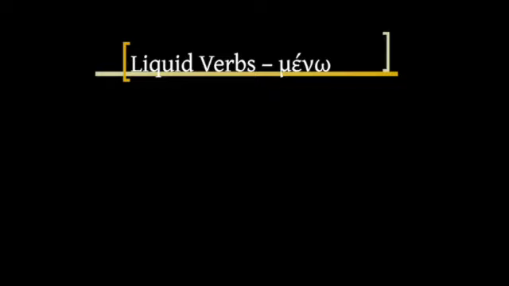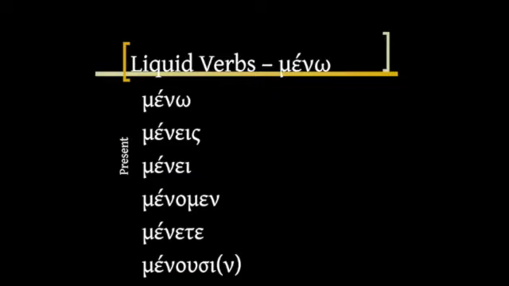So the real difficulty with liquid verbs is distinguishing the present tense from the future tense. When we look at the present tense of minnow, and minnow means I abide or I remain, it's a pretty straightforward paradigm if you know Luo. So minnow, mines, mine, min omen, minete, min usen. I remain, you remain, he, she, or it remains, we remain, y'all remain, they remain. So no big surprise there if you know the Luo pattern, Luo, lues, lue, lu omen, lu ete, lu usen.